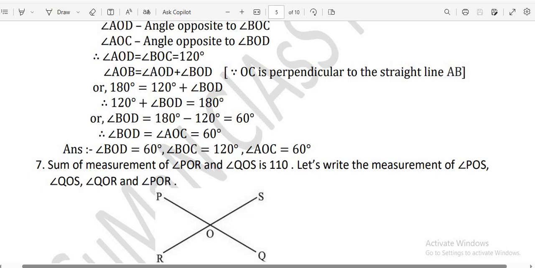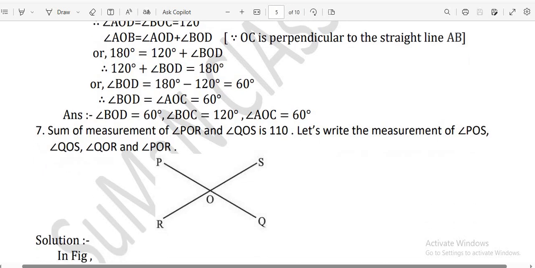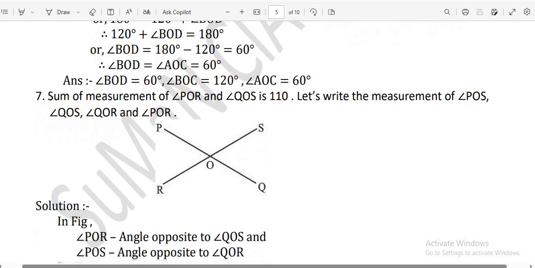Question number 7. The sum of the measures of angle POR and angle QOS is 110 degrees. Let's write the measures of angle POS, angle QOS, angle QOR and angle POR. The solution.